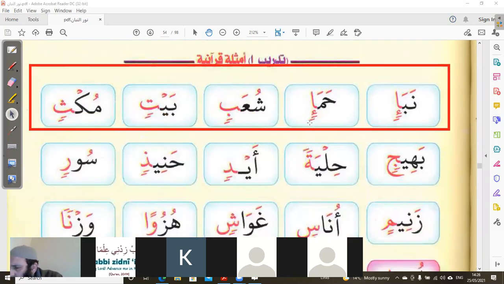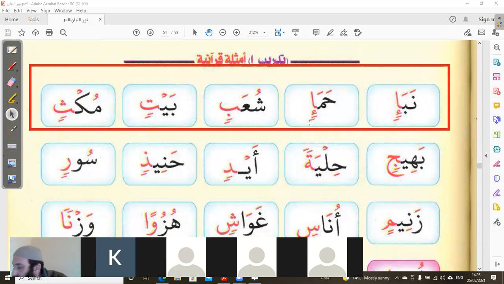Next will be Fahim. You will be next, inshallah. We stop with these ones, yeah? Just one line, Fahim. Naam, sir. Naba'in, hama'in. Not to extend hama. Shu'abin, baitin, mukasin. Good. Hasin.